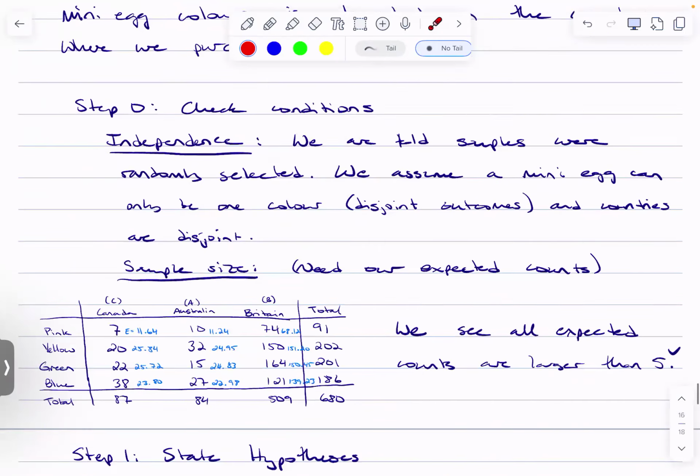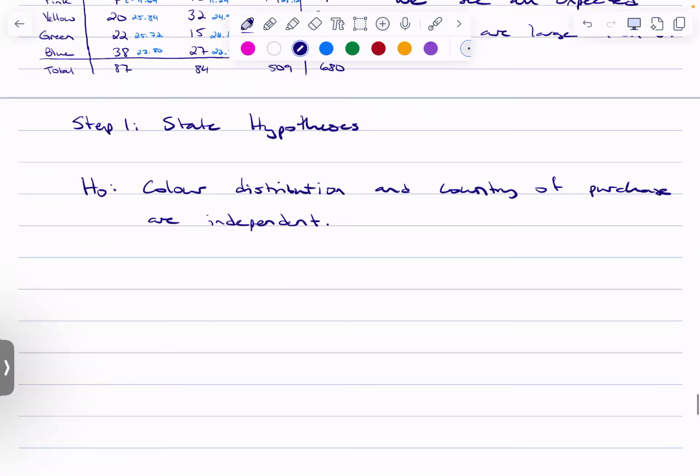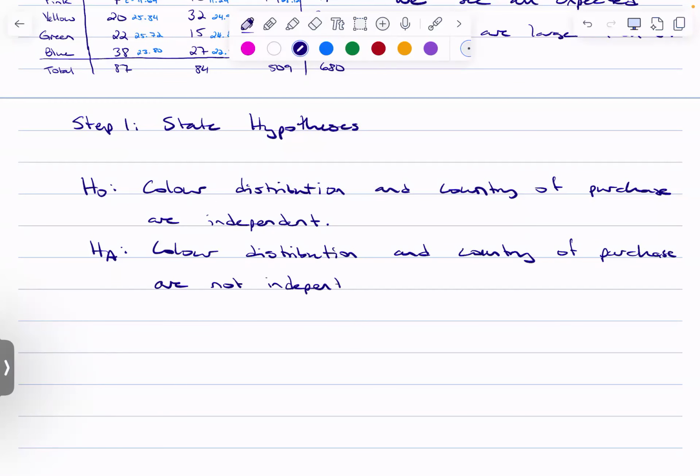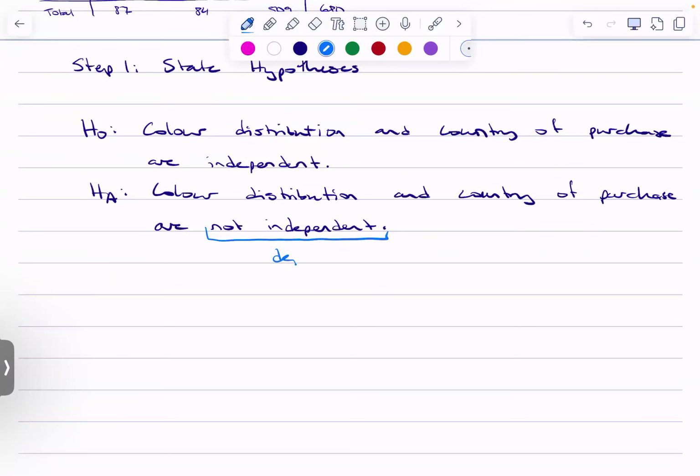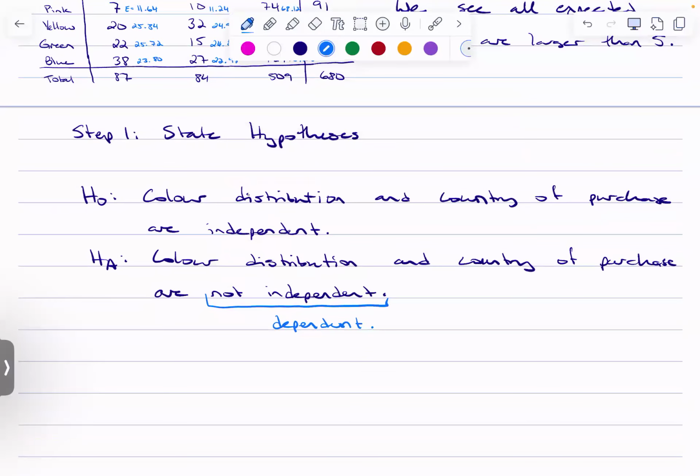All right. Our alternative is going to be the flip side of that. The color distribution and country of purchase are not independent. Or if you prefer to match the question, you could say dependent. That's fine. Okay.